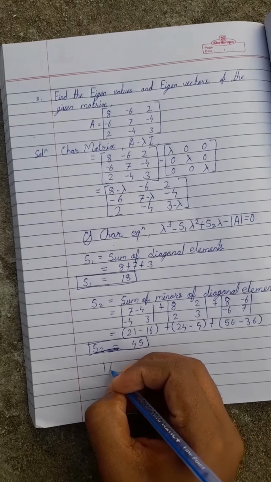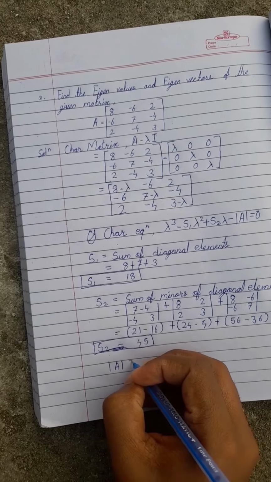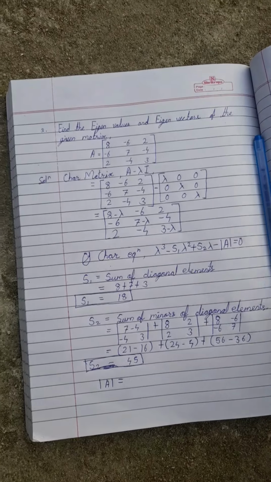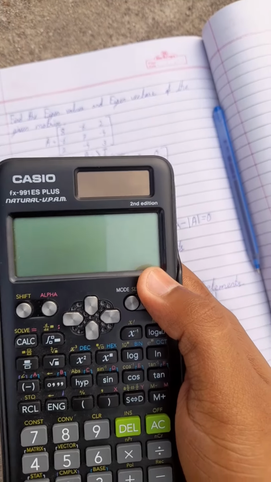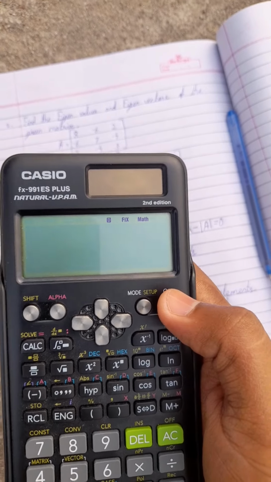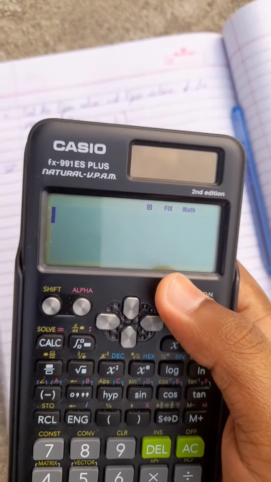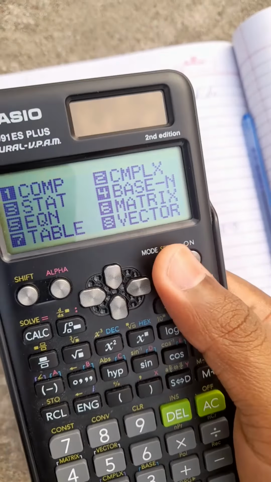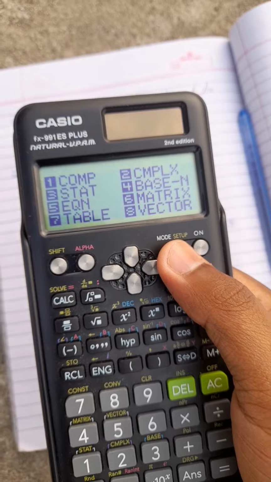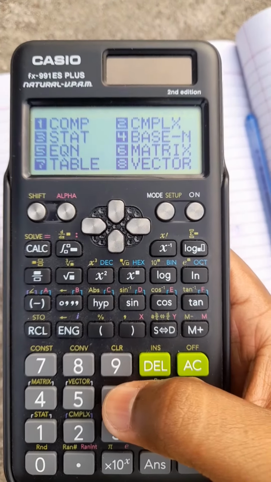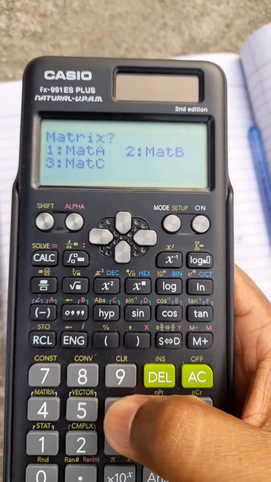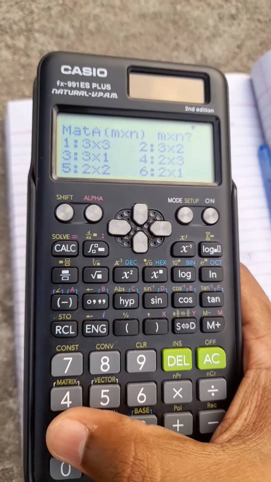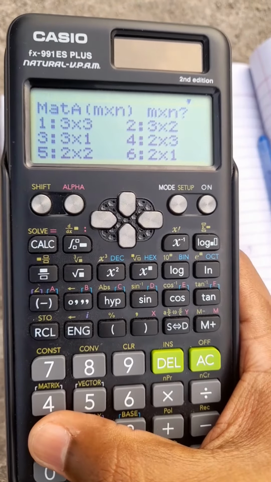Now we are going to find out the determinant of A. For our convenience, we are going to use this scientific calculator. So first set this calculator into matrix mode. For this, go into mode, then 6 and then 1 Mat A. Select 3 cross 3.